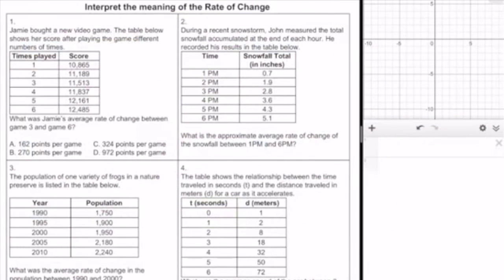Now we're going to look at interpreting the meaning of the rate of change when you have a word problem or a scenario and a table to look at. In number 1, Jamie bought a video game. The table shows her score after playing the game different numbers of times. What was Jamie's average rate of change between game 3 and game 6? Notice that this says the average rate of change. That means it may not be constant, but we want to find approximately how many points her score increased or changed per game that she played between game 3 and 6.